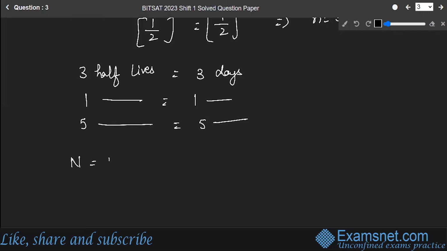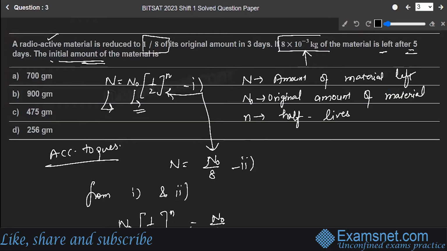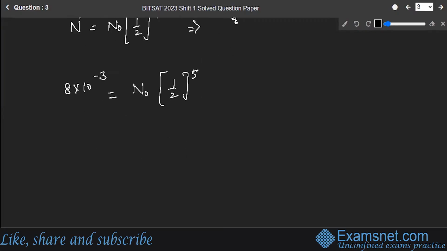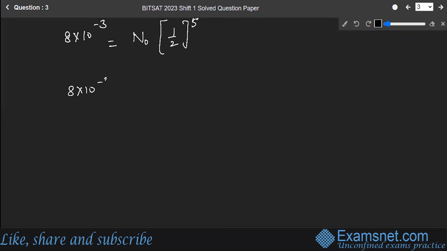So according to the formula, you have N is equal to N naught into 1 by 2 raised to power n. Here, I am given that the material left is this much. So this is 8 into 10 power minus 3 is equal to N naught, I do not know, into 1 by 2 raised to power 5. This will give me 8 into 10 power minus 3 is equal to N naught upon 2 raised to power 5. This is 8 into 10 power minus 3 into this.